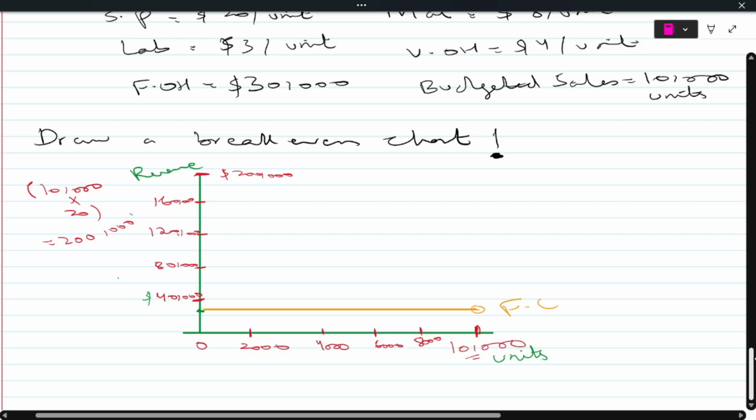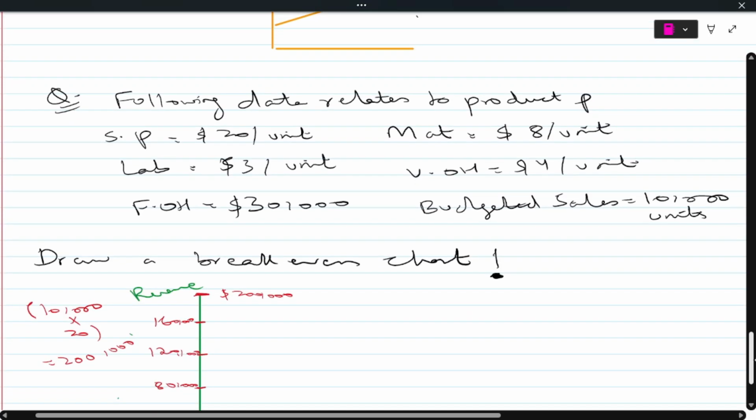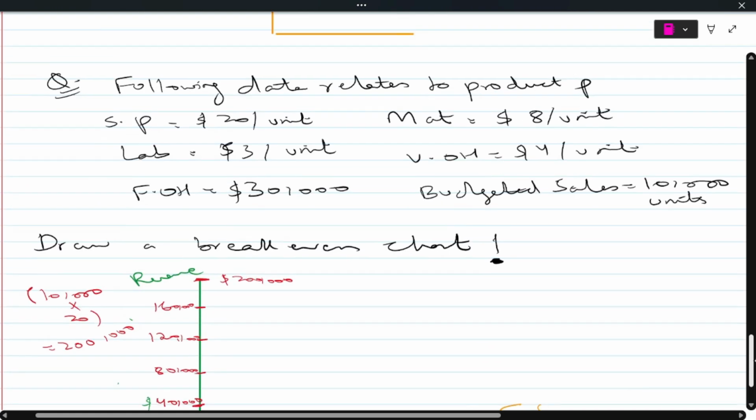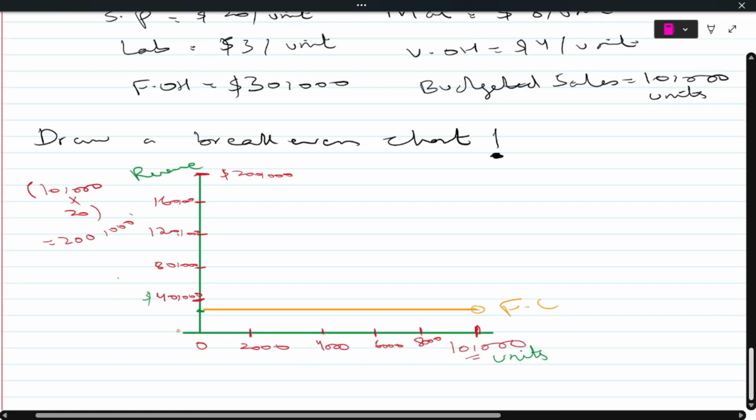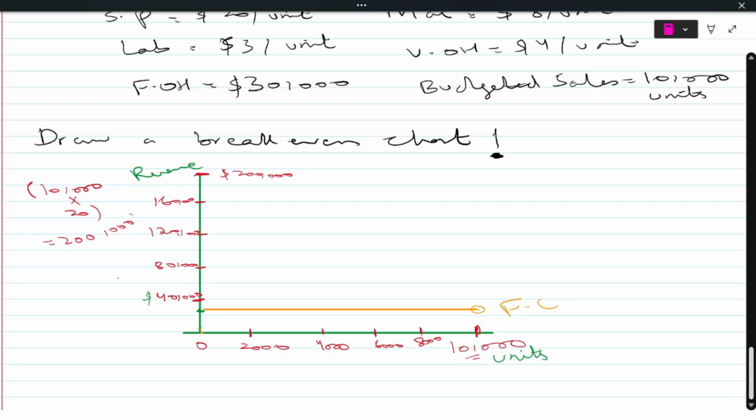Now total revenue, how would I draw the line of total revenue? It's very simple. The first point is going to be 0, 0. Why? Because if you make a sale of 0 units, your revenue would also be 0. So the first point, look over here, I'm marking the first point at 0, 0.